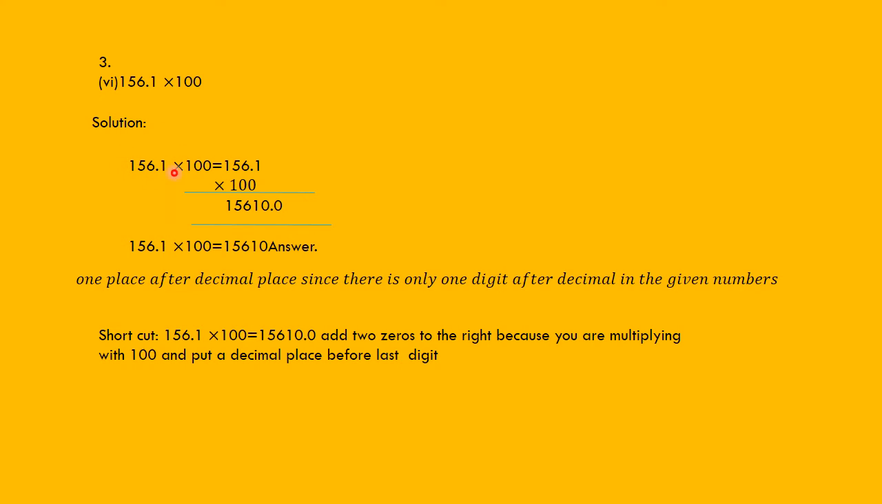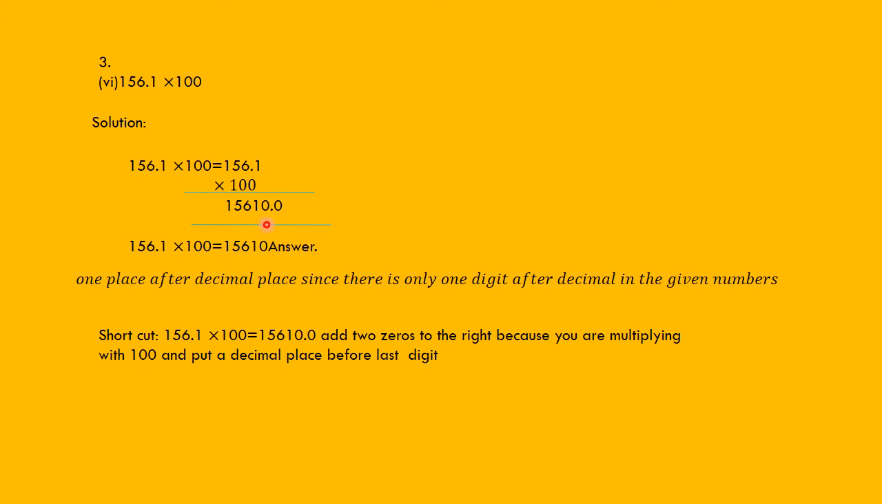The first number has only one digit after the decimal place, and the second number has no decimal places, isn't it? So what shall we do? We have to write only one decimal place, that is, after the decimal you should have one digit. So what is the product? 156100, because you are multiplying it by 100.